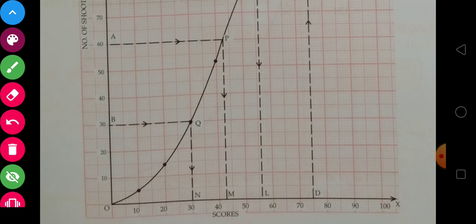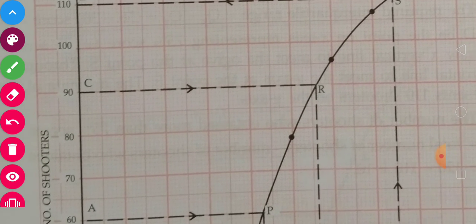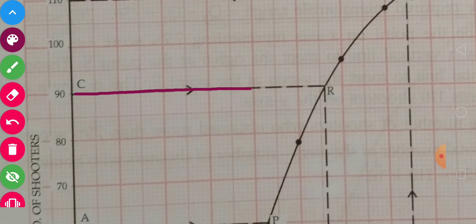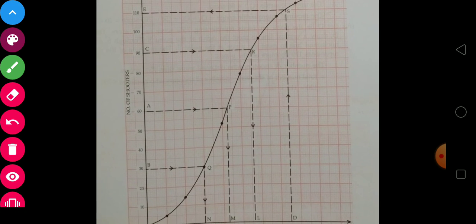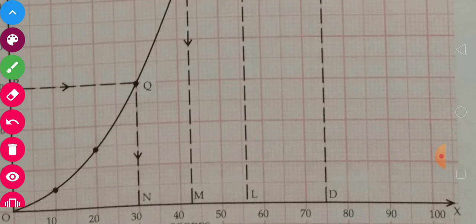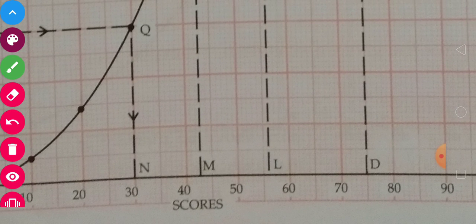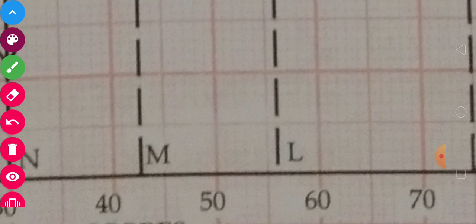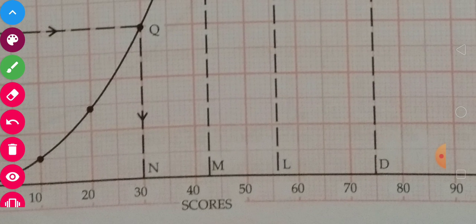Next, my Q3 was 90. Let us see where 90 is. Yes, 90 is here. From 90 we draw a line parallel to the x-axis. It touches the ogive at point R. From there I draw a line parallel to the y-axis again. Let us see where it touches the x-axis. It touches the x-axis at point L, which is somewhere after 55. I assume this is the first line after 55, so it is 56. So this point L is 56.